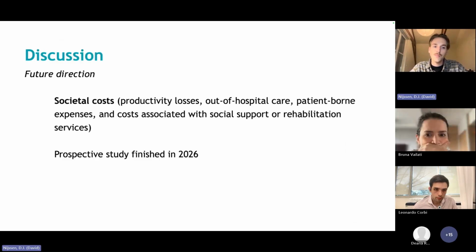So for the future, we are expanding the study as well. We conducted a prospective study to also look at the societal cost aspect. So we send out questionnaires to patients talking about their productivity losses. So that's productivity loss from work, people not having any societal contribution anymore, out of hospital care, and also costs associated with social support or rehabilitation services. And we plan to publish the study early 2026.